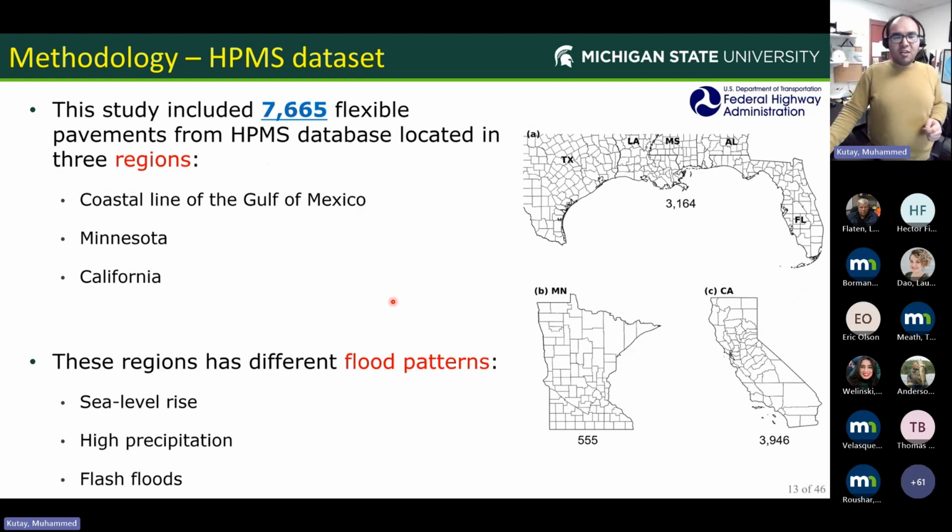For this specific study, we are extracting 7,665 flexible pavements from HPMS in these regions. You can see we have the coastal line of the Gulf of Mexico, about 3,000 sections there. We have Minnesota, about 500 sections, and California with about 4,000 sections. So we have a total of about 7,600 sections. The reason we are choosing these regions is because of the different flood patterns they have. The flood patterns we are targeting are from sea level rise, from high precipitation, and also from flash floods like those we have mostly in Minnesota.